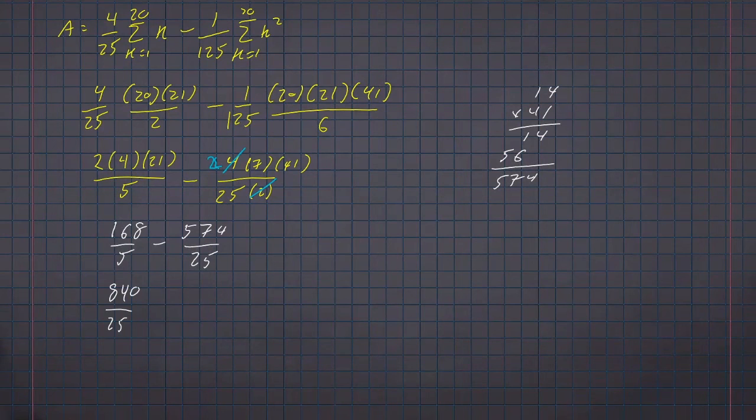Right. Convenient trick of multiplying by 5. It's the same thing as dividing by 2 and then multiplying by 10. So half of 168 is 84, put a 0 at the end, 840. And then 840 minus 574 looks like it's going to be 136. And that's my calculation for the area here.